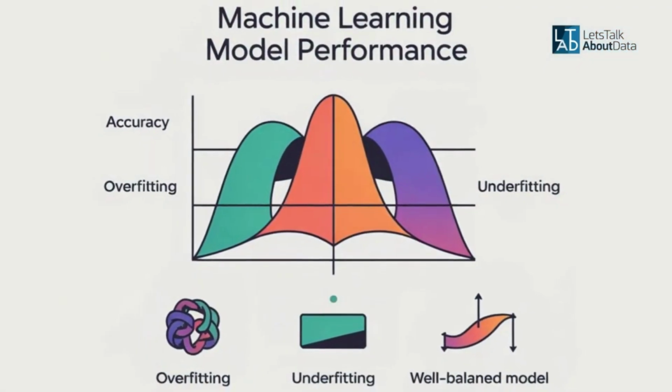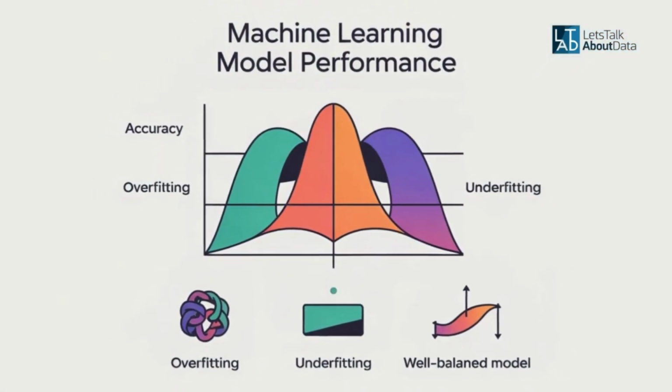Welcome back to Let's Talk About Data. This week, we're diving into model selection and tuning, two of the most important steps in creating a successful machine learning model. In this episode, you'll learn how to choose the right model for your problem, techniques for hyperparameter tuning to optimize performance, cross-validation and evaluation methods to ensure your model generalizes well.